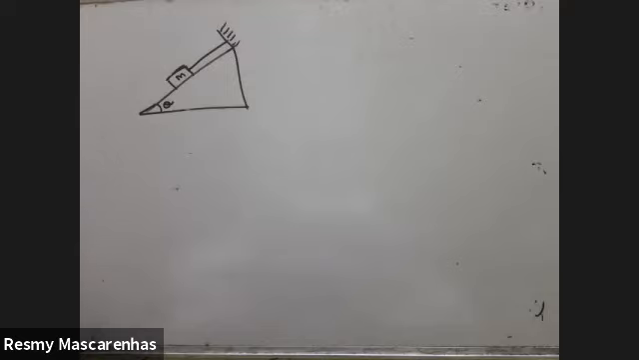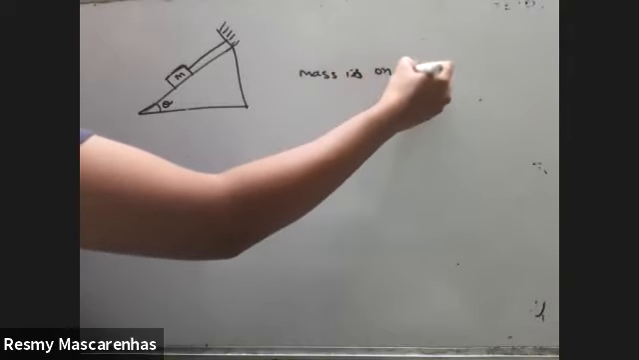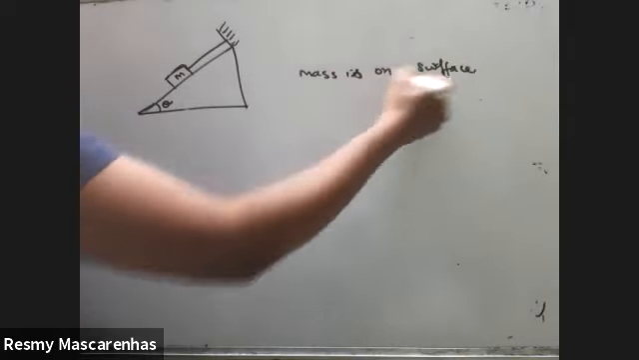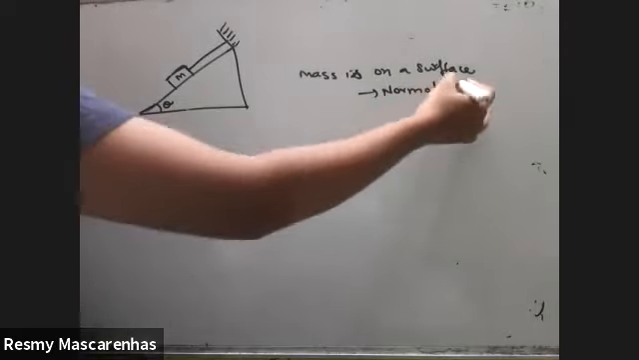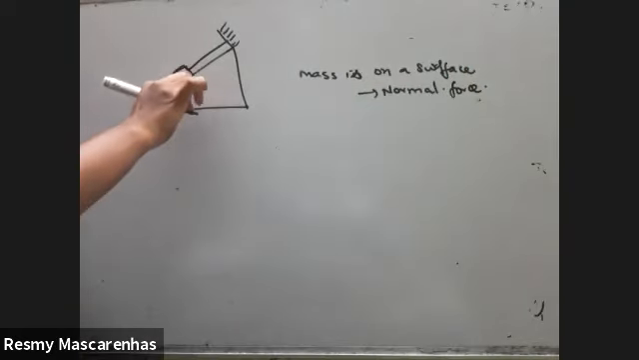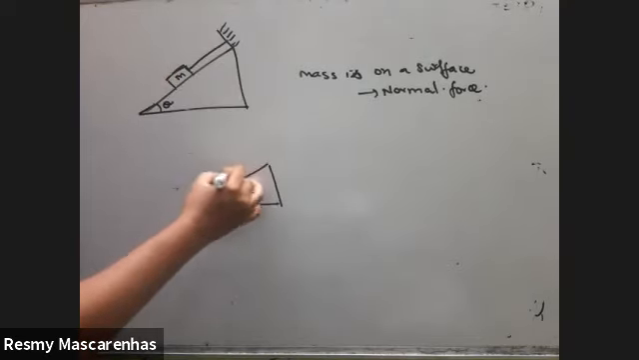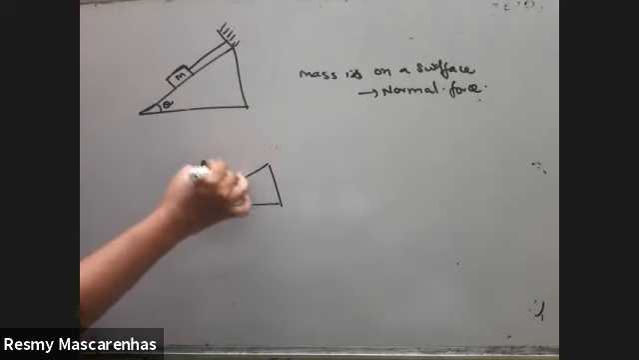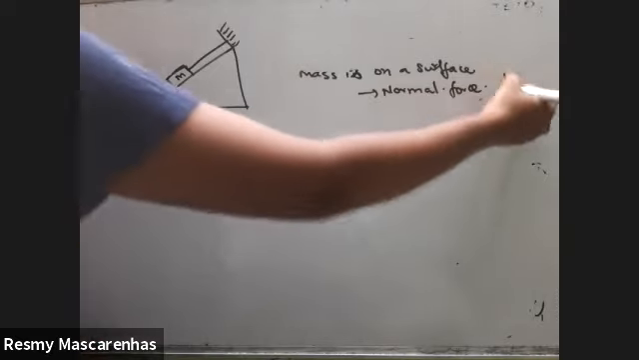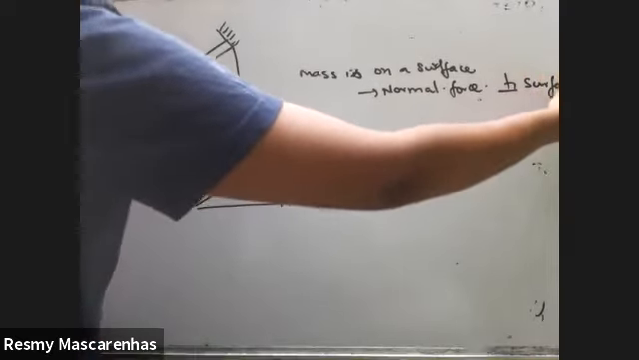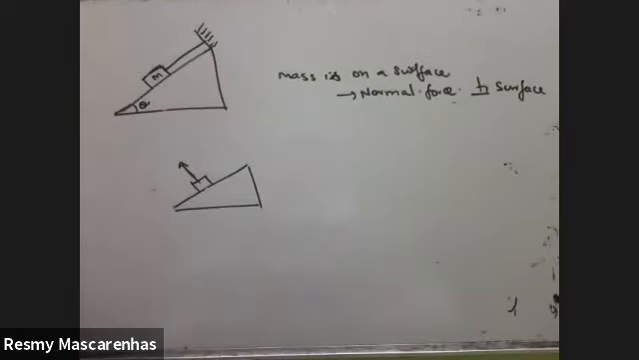Now remember, this fellow is kept on a surface. So definitely there will be a normal force coming into the picture now. Whenever any object is kept on a surface, there will always be a normal force acting upward, which is always perpendicular to the surface. It should be perpendicular to the surface.